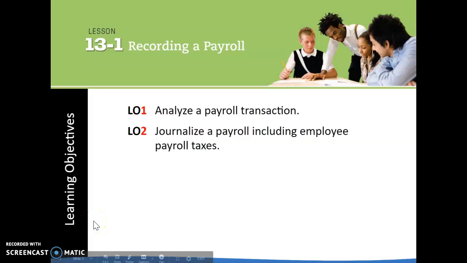Okay, we're going to start with chapter 13, which is accounting for payroll and payroll taxes. So we're going to move to the side of the corporation and doing the complete payroll. So 13.1 today of recording a payroll. First learning objective is to analyze a payroll transaction. And the second one is to be able to journalize a payroll, including employee payroll taxes.